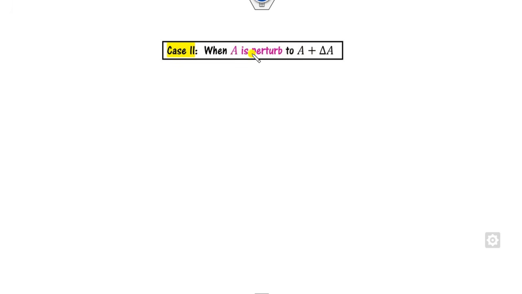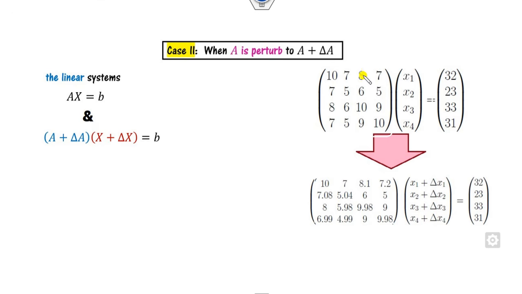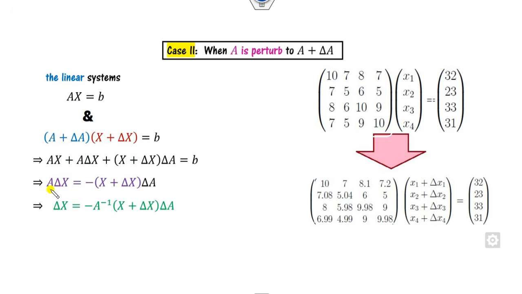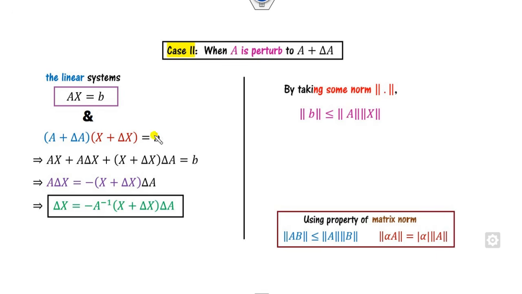Case two: when you perturb the A matrix to be A plus delta A. Like here you can simply change 8 to be 8.1 and 6 to be 5.98 and so on. So this matrix is called A plus delta A, this is my X plus delta X, and B is the same, so I call it B. Again I can open this bracket, it is AX plus A delta X and so on, so you will get this expression. Again AX will be cancelled out, so I can write like here. A is my invertible matrix, so I can find the value here. Again you can take the norm on both sides.